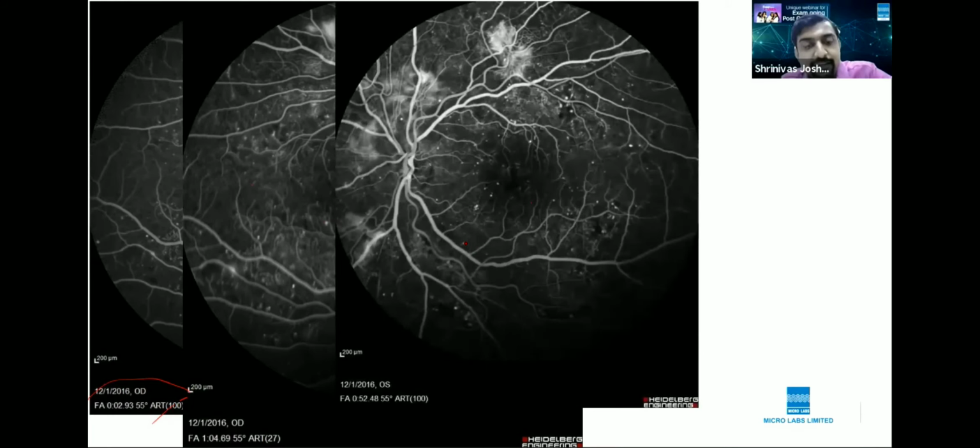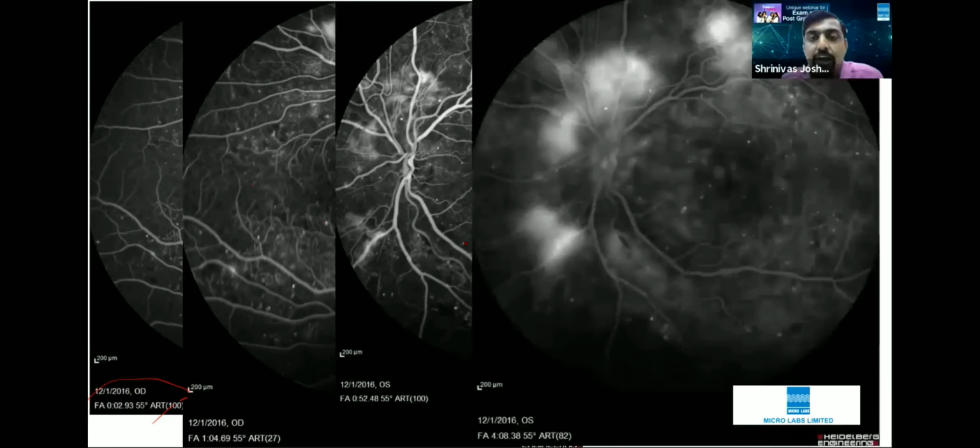And this is again the left eye. You can see some amount of hyperfluorescence elsewhere. And now you can definitely see in the late phase. Why do you call it a late phase? There is no dye in either the artery or the veins, but definitely you can see there is a leakage in these vessels. So this is nothing but a PDR with NVEs.